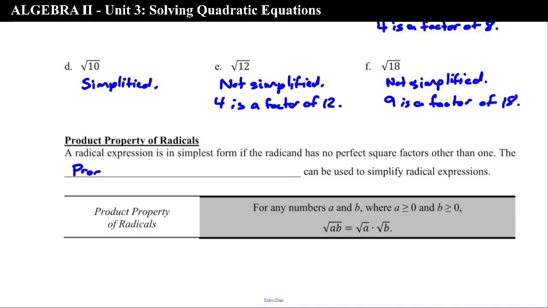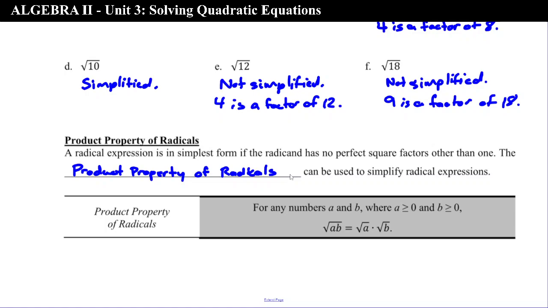The product property of radicals can be used to simplify radical expressions. It states that for any numbers a and b, where a is greater than or equal to 0 and b is greater than or equal to 0, the square root of a times b equals the square root of a times the square root of b. In other words, we can split that square root apart between the things being multiplied underneath the square root symbol.